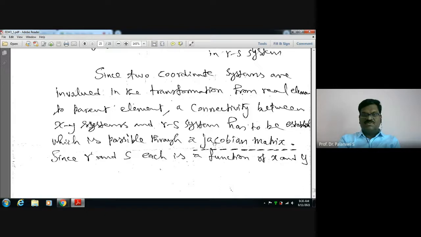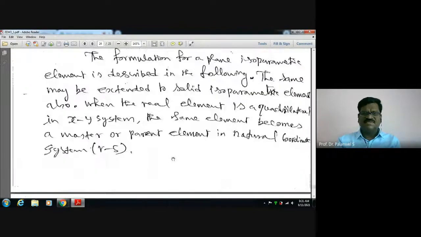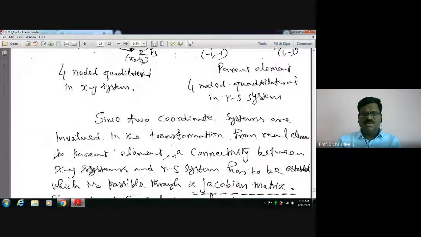Sometimes in question papers I have seen: What is a Jacobian matrix? Explain the Jacobian matrix. It is a matrix used to connect the XY system and the RS system while transforming the real quadrilateral element to the parent or master element in the RS natural coordinate system. Write whatever you understand here. This much discussion is there in the textbook also, that is why I have written this much.